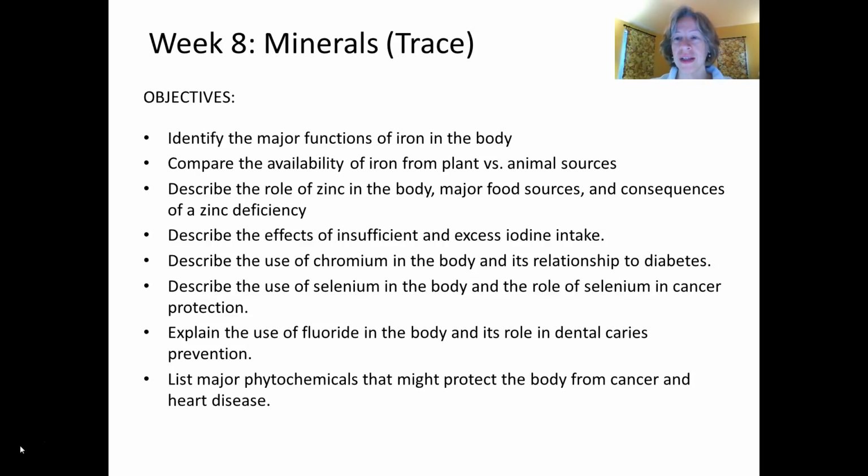So really, when we're talking about trace minerals, I really want you to focus on iron. Iron is a component of hemoglobin, which is in your red blood cells, so it helps transport oxygen throughout your body. Availability of iron from plants versus animal sources. The iron that you get from animal-based foods is bound to a compound called heme, which makes it more readily available to our body than the form of iron that you find in plant-based foods. That is called non-heme iron.